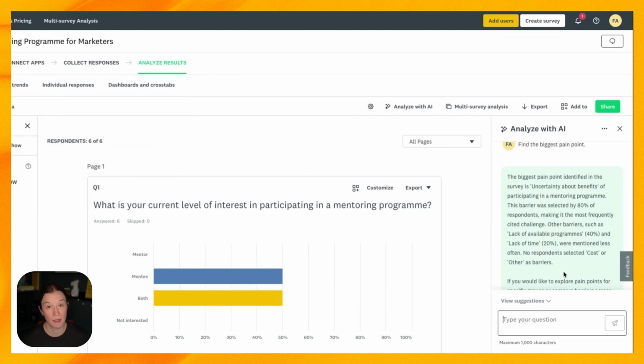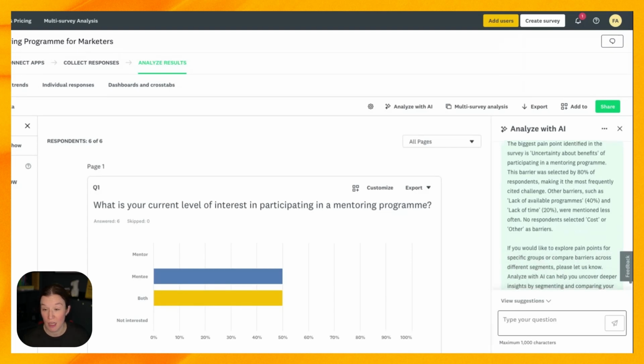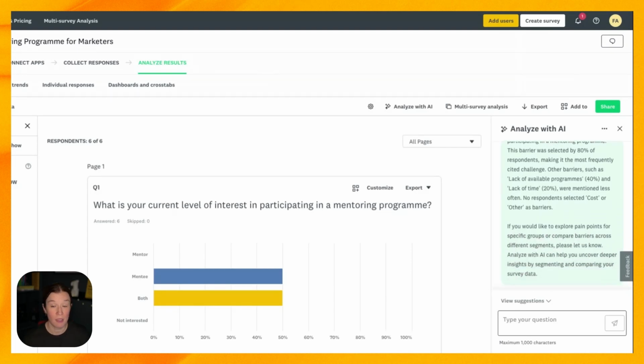However, it identified that the one that is recurring again and again is uncertainty about benefits. And what is really interesting is that it also shows which ones haven't been touched at all. And if I wanted to look more for different segments, it can also do that for me. So if I wanted to say mentors versus mentees, or people that just want to be mentees versus both, it could actually give me some insights and data on that, which could be incredibly powerful as well.